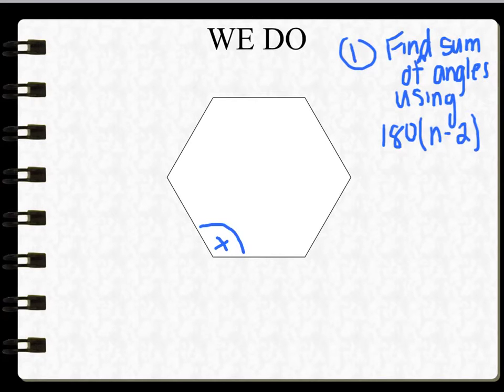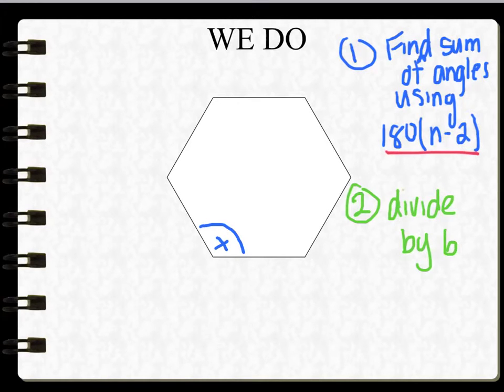Our first step is to find the sum of the angles using this formula right here. And then you're going to divide by 6, because there are 6 angles total in this hexagon. Pause the video, solve for x, and hit play when you're done. Ready, pause. You should have gotten an answer of 120 degrees. If you got this, give yourself a check. If not, please go back and fix your work.